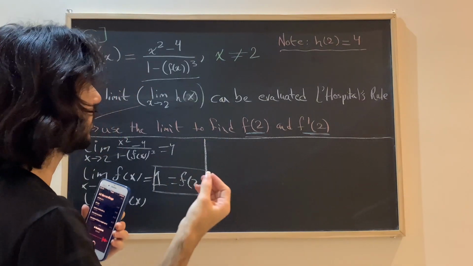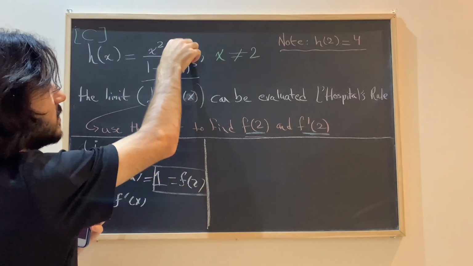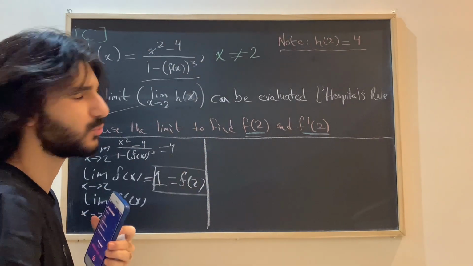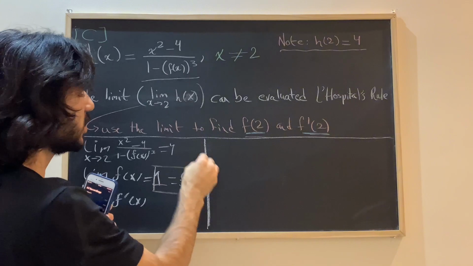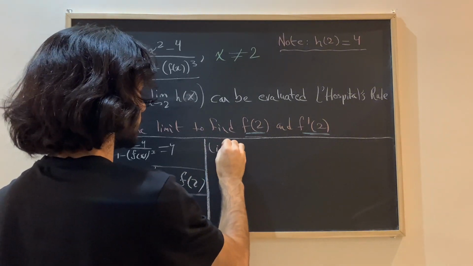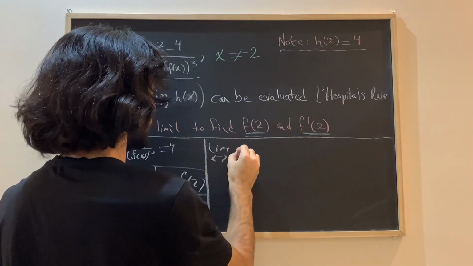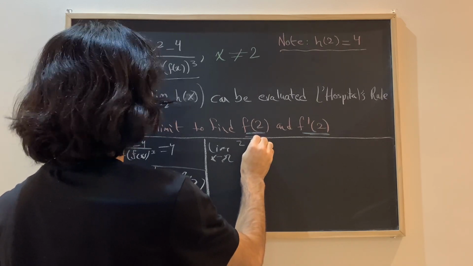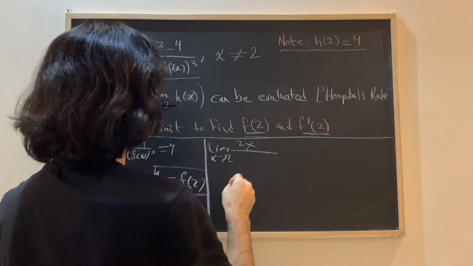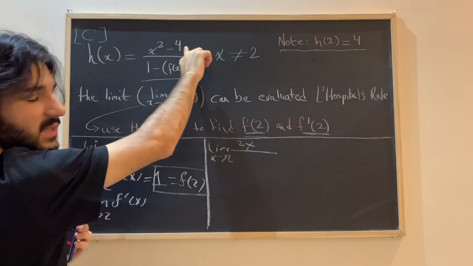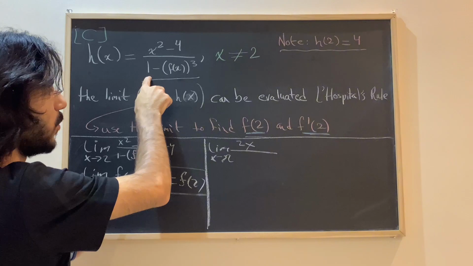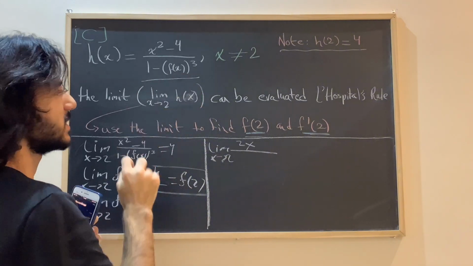As you know, L'Hopital's rule just says that you can differentiate the top part and the bottom part. So if we differentiate the top part, we're going to get 2x over, now this is a constant, so it's 0, and this is a constant, so it's 0. Okay, so what about this?